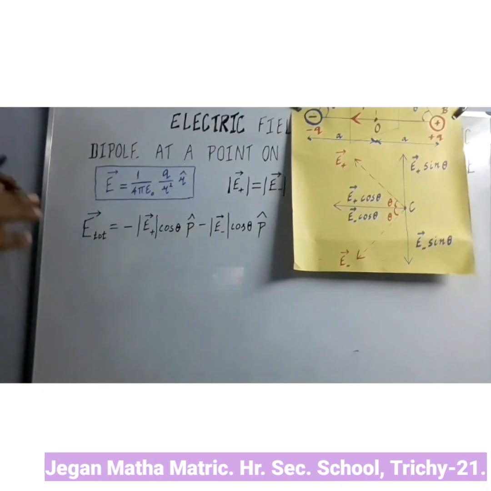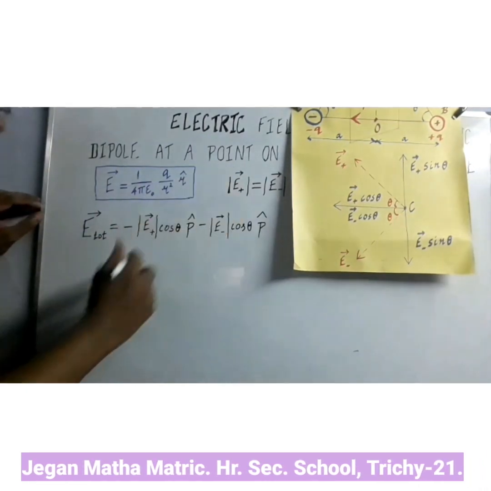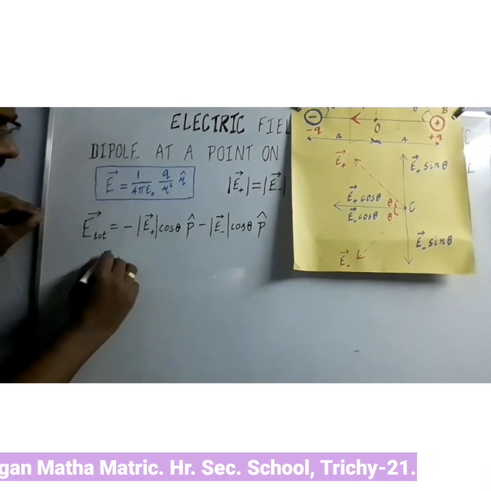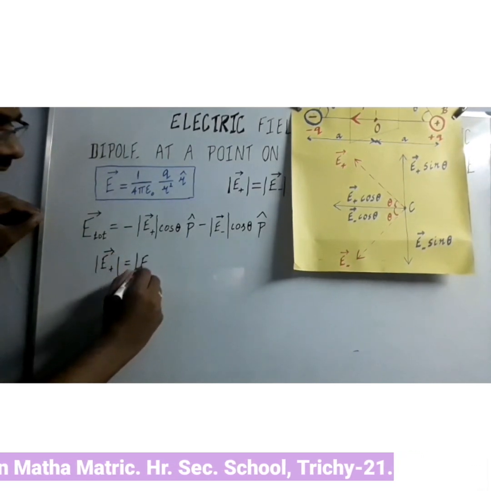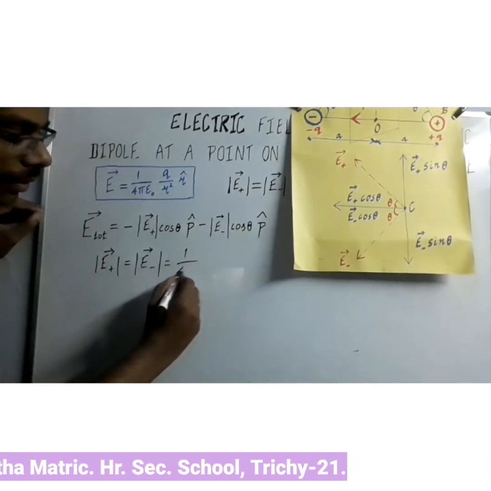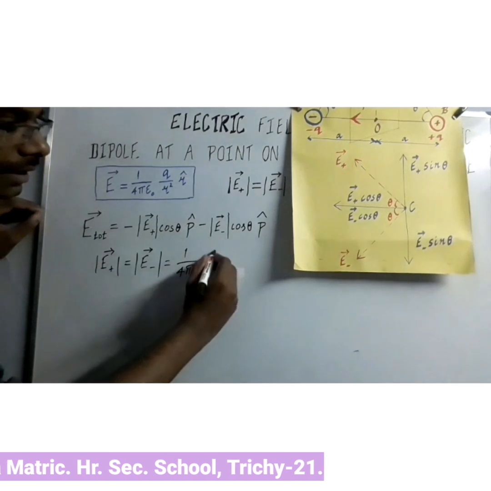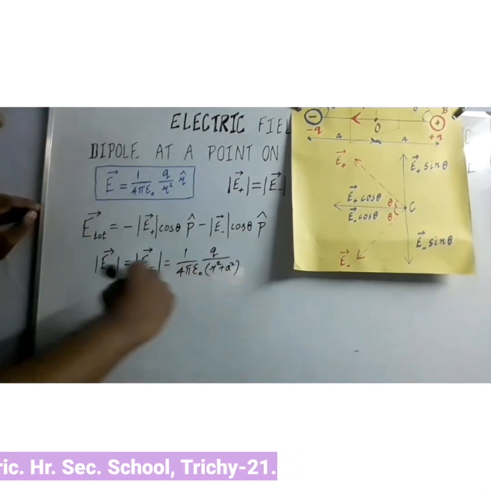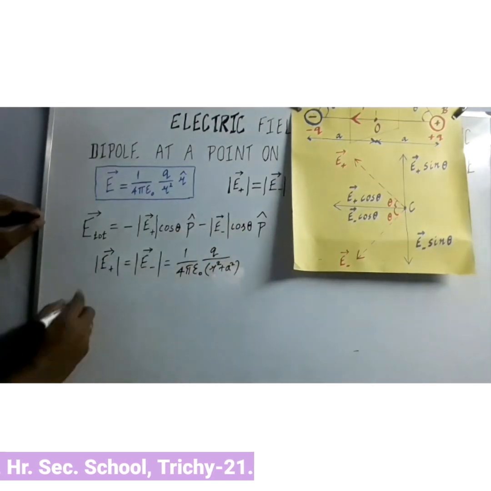Yes, we have found the magnitude of the electric field provided by the positive charge as well as the electric field given by the negative charge; both are the same. We know that already. What is the value? 1 by 4 pi epsilon naught q by r square plus a square. You can substitute that value here.